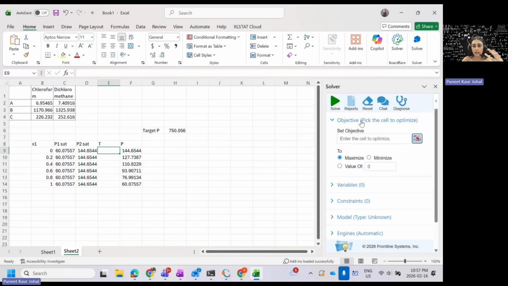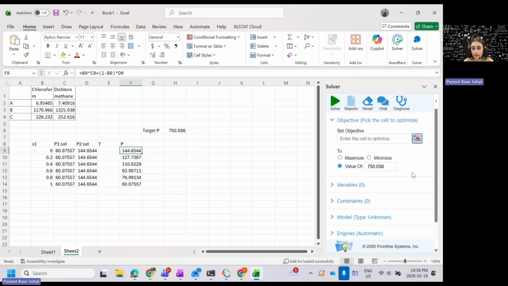So this is the objective. This is the cell that we want to optimize. The cell that I want to optimize is this cell, right? And I want to make sure that this cell has a value of 750.056, which is our target P. So I want this P to be equal to that.